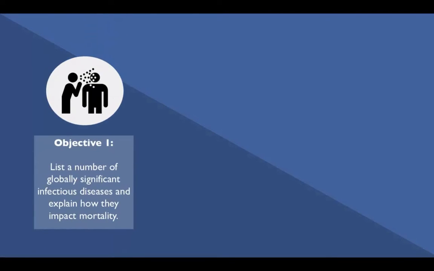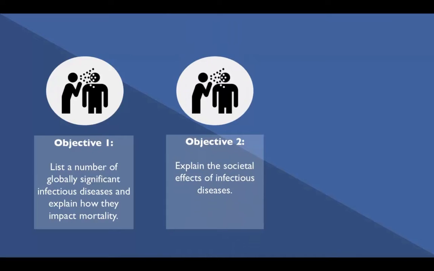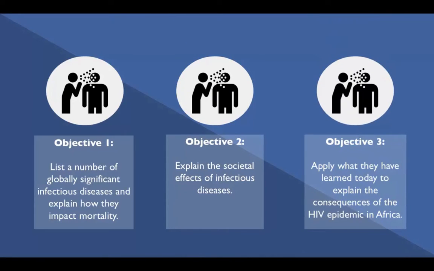At the end of the lesson, the students should be able to list a number of globally significant infectious diseases and explain how they impact mortality, explain the societal effects of infectious diseases, and apply what they have learned today to explain the consequences of the HIV epidemic in Africa.